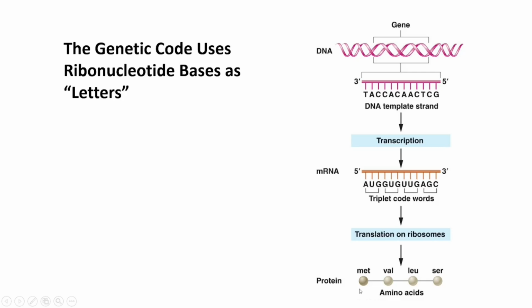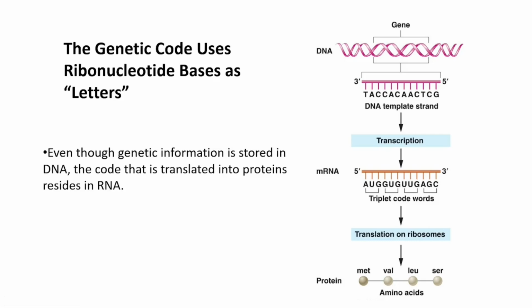form these proteins, which are made up of the necessary amino acids, which are coded by the mRNA, and the information on the mRNA is obtained from the information on the DNA. So, even though the genetic information is stored in DNA, the code that is translated into proteins resides in the RNA, as I told you just now.